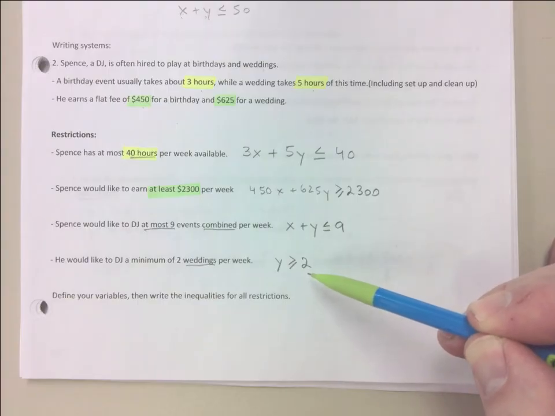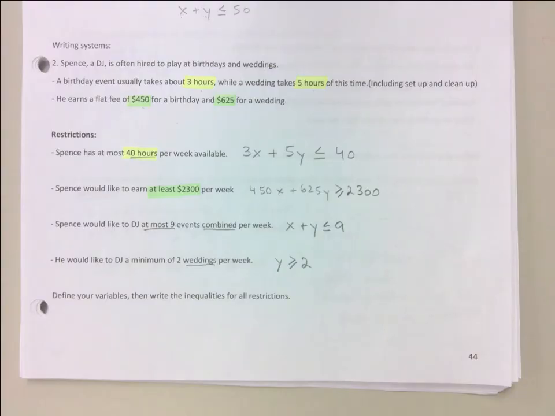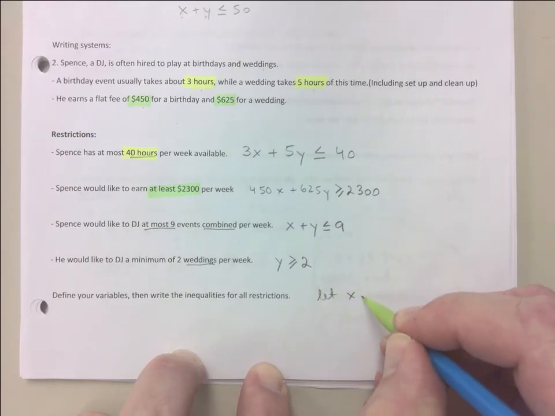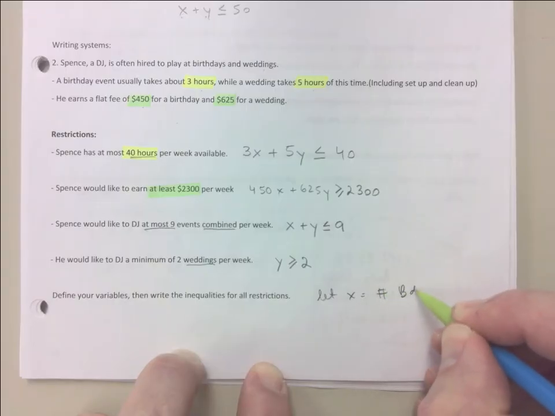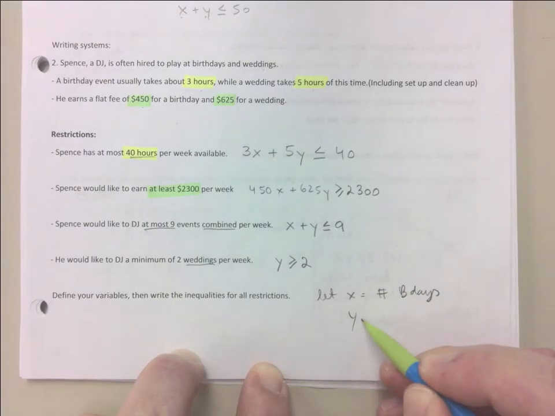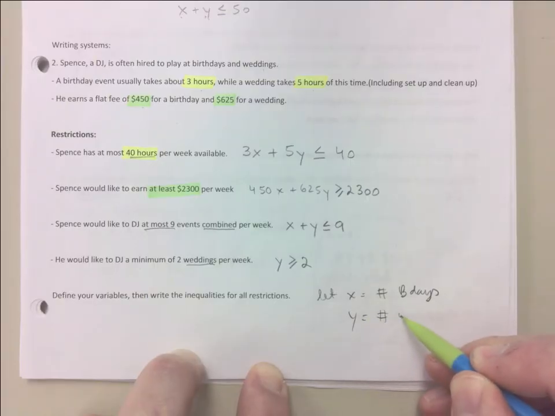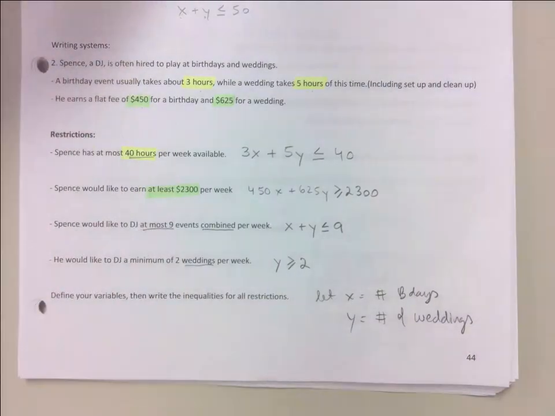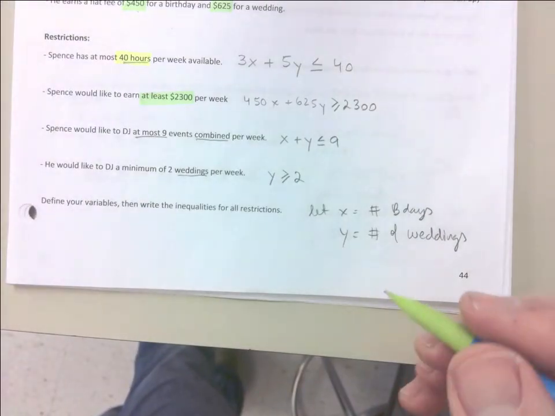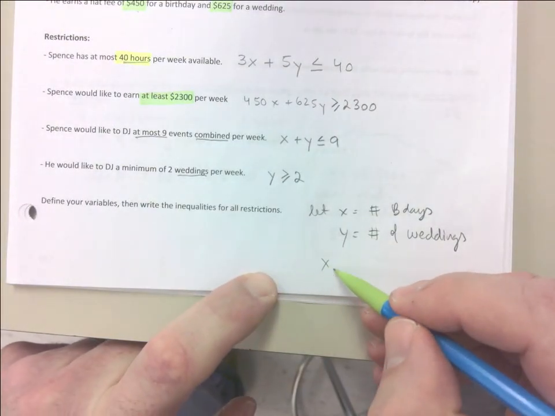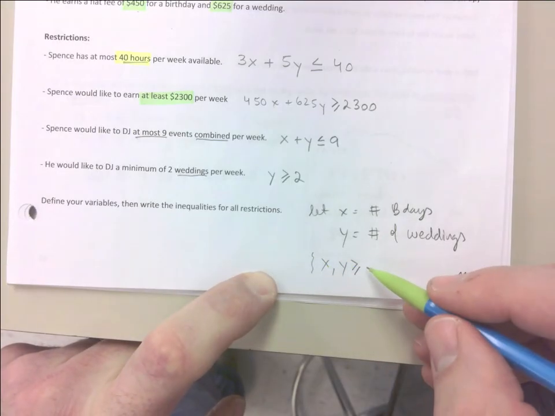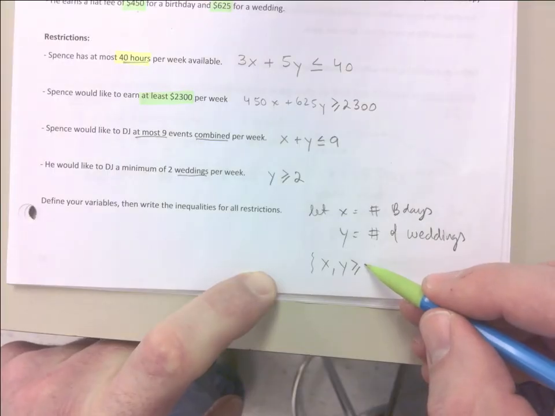Fun stuff. Define your variables and write the inequalities for all the restrictions. That should have been probably at the very top. I don't know what happened there. But we can let x be the number of birthdays, y be the number of weddings. And what do you do if it asks for the implicit constraint? I would do this no matter what, that we're assuming that both x and y are greater than or equal to 0.